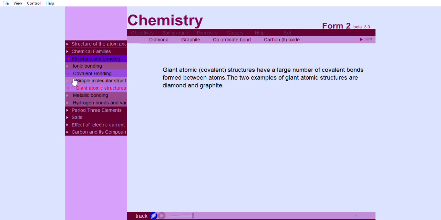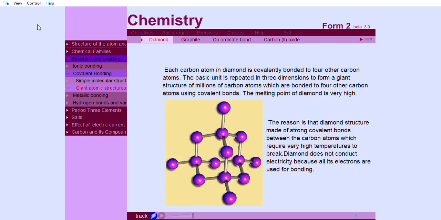Giant atomic or covalent structures have a larger number of covalent bonds formed between atoms. The 2 examples of giant atomic structures are diamond and graphite. The following illustration shows a diamond structure. Each carbon atom in the diamond structure is covalently bonded to 4 other carbon atoms.